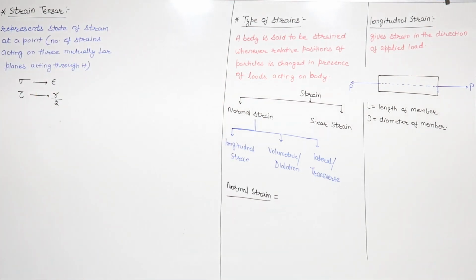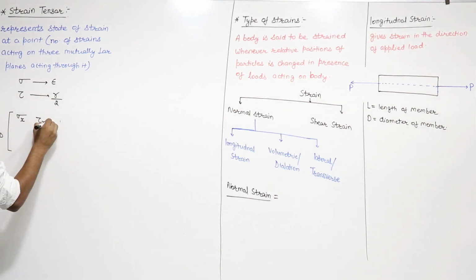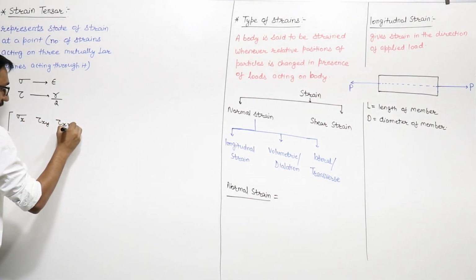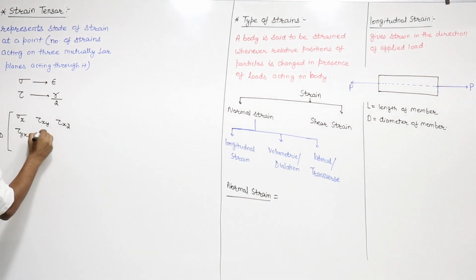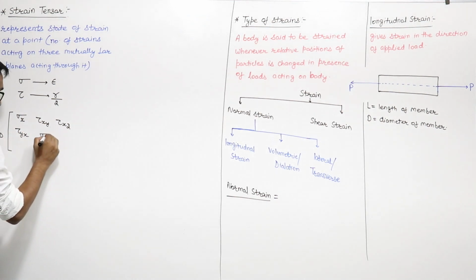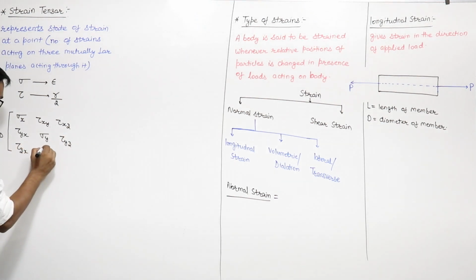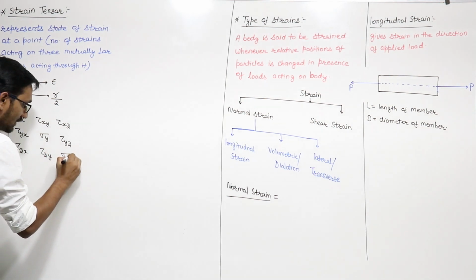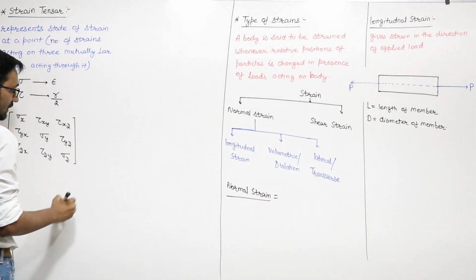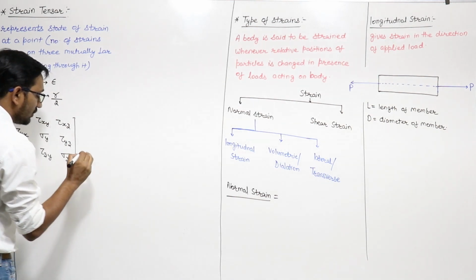So we know what the stress tensor is, if I write it again, that is the stress tensor in three dimensions. It will be sigma x, tau xy, tau xz; this is tau yx, this is sigma y, this is tau yz; this is tau zx, tau zy, this is sigma z. This is the stress tensor in 3D.